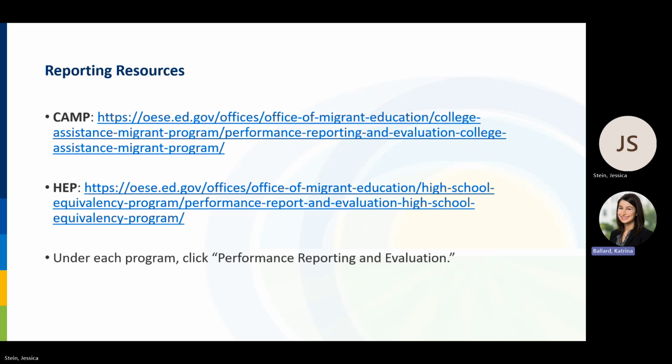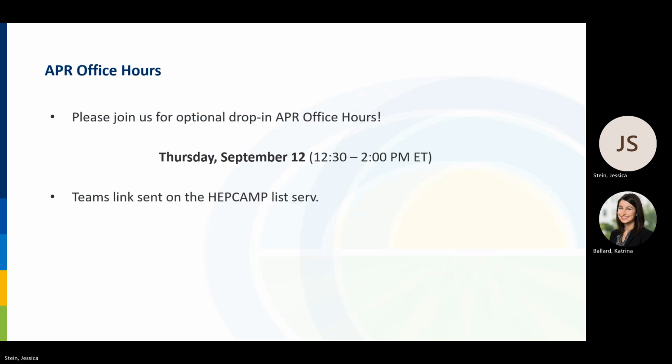The OME websites for HEP and CAMP list several links that you can reference while completing the APR, such as the forms and instructions, along with our optional self-check resource. You can also view a technical assistance video that explains the difference between persisters and returning students. And there are other previous webinar recordings and links to resources on evidence and evaluation. Last, we'll have an optional office hours for the APR on Thursday, September 12th at 12:30 p.m. Eastern Time. The Teams link has been shared via the HEP Camp listserv.